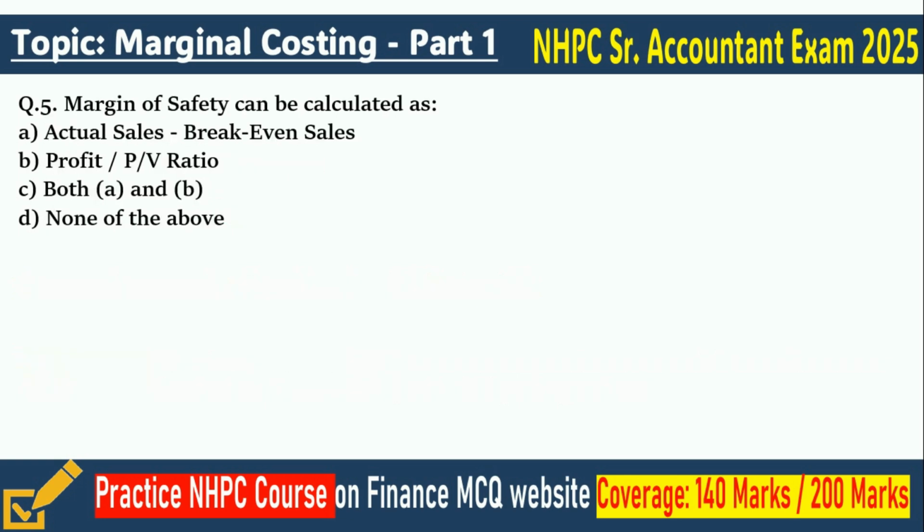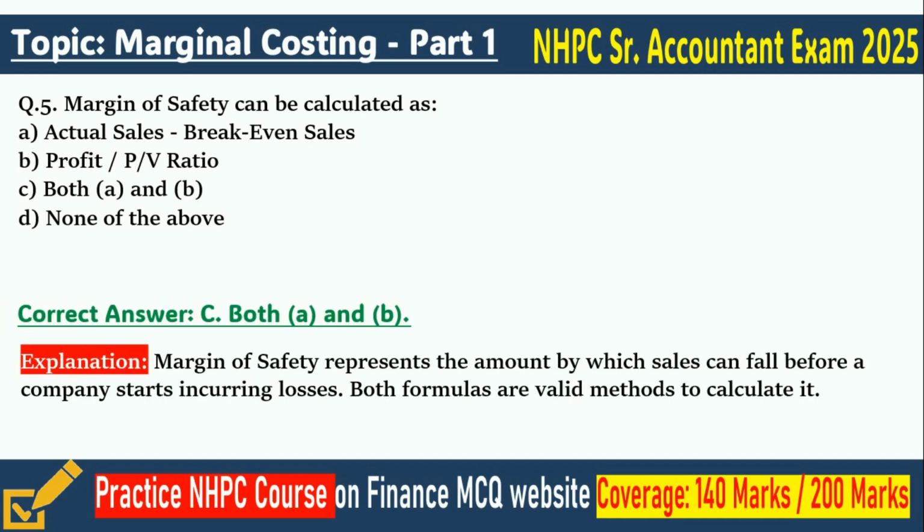Moving on. Friends, next question. Margin of safety can be calculated as option A, actual sales minus break-even sales. Option B, profit divided by profit volume ratio. Option C, both A and B. And option D, none of the above. So which is the correct answer? Friends, here the correct answer is option C. Margin of safety represents the amount by which sales can fall before a company starts incurring losses. So both the formulas are valid methods to calculate it.